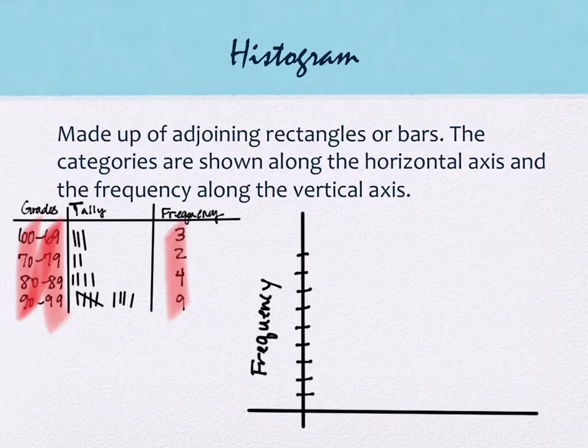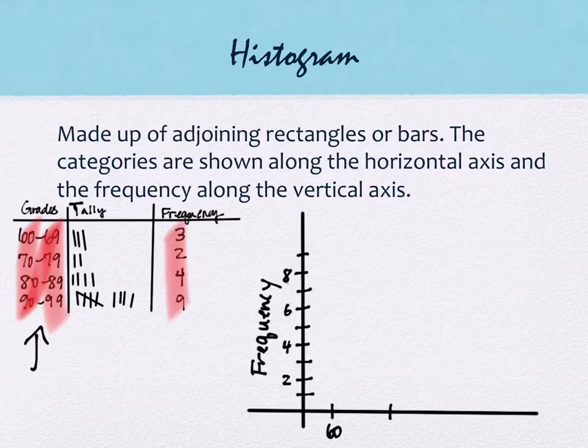And you don't necessarily have to label all of the values, but maybe like every other value, every third value, something just so that you can see them easier. So I'm going to label the evens, 2, 4, 6, and 8, just as a reference point. And then my horizontal axis is going to be the grades column. So I'm going to start at 60.